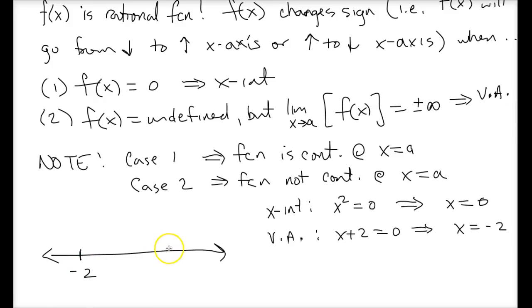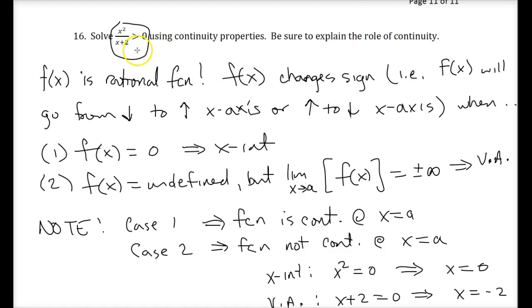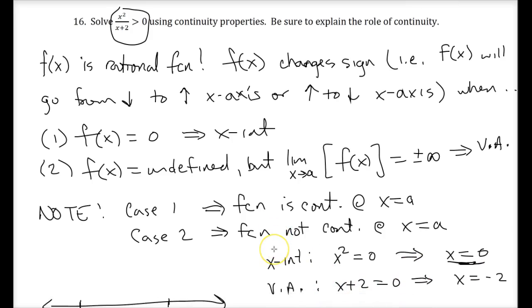So we got -2 here, and we have 0 there. Now, since the sign that we have up here is greater than, that means we cannot include x values where the function is on the x-axis. So at x equals 0, our graph is actually on the x-axis, but we can't include that. Of course, at a vertical asymptote, we never include that.